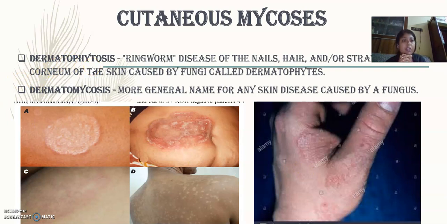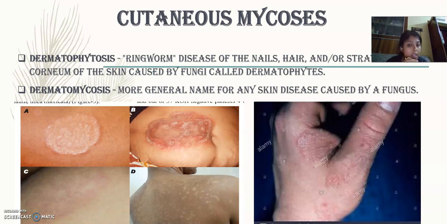dermatophytosis. What is dermatophytosis? A ringworm disease of the nail, hair, and the stratum corneum of the skin, caused by certain groups of fungi, which are your dermatophytes. So they basically infect the surface of the skin. Dermatomycosis is a more general name for any skin disease. So dermatophytosis is actually the disease of your nail, hair, and stratum corneum of the skin.